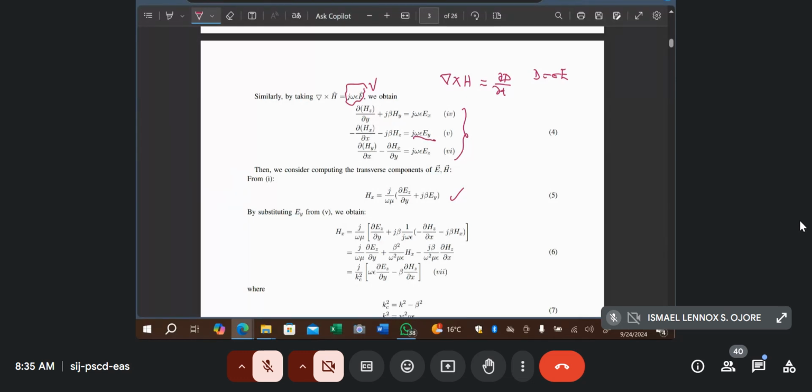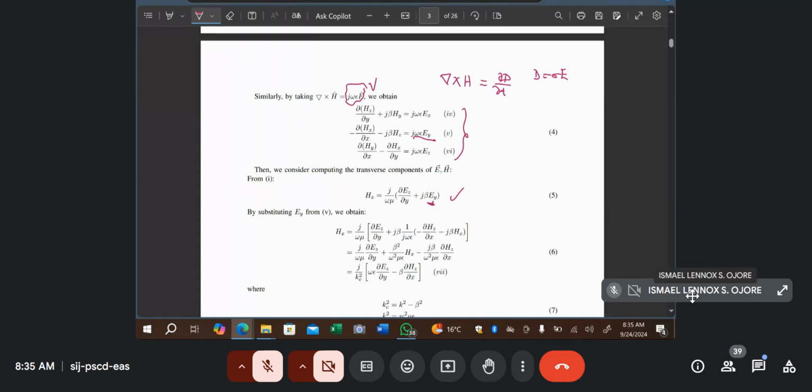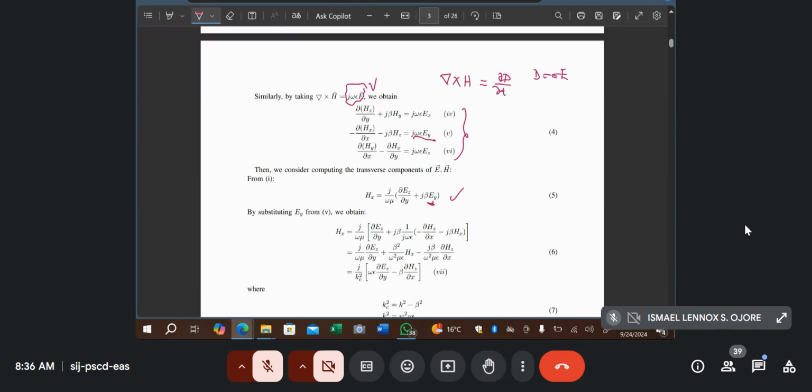Okay, so you can substitute that Ey there, because what we're trying to do is express all these equations for the transverse components in terms of the z direction only, the z component. So we want the transverse components computed from the z component only. So that's why we are doing that. So you replace all the transverse components, so Ey from 5, you replace it.